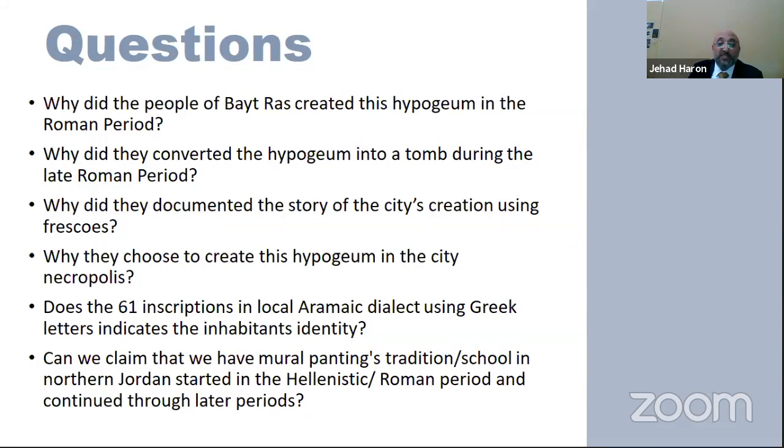Why did they choose to create this Hippogem in the city necropolis? Why didn't they create this Hippogem inside the walls of the city? Why was it built in the necropolis, where the dead were, in the beginning?